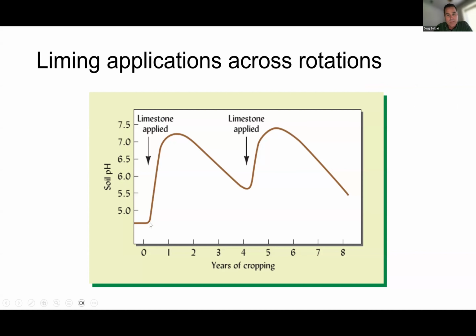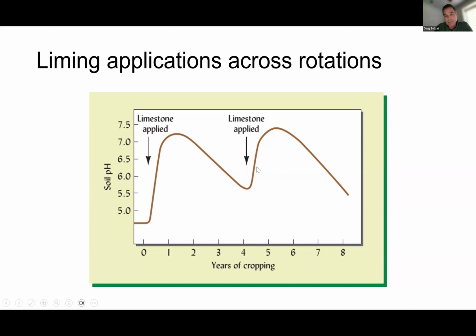So let's say we have a pH of about 4.5. We apply some limestone, and it increases, but relatively slowly, over like a year and a half period. It starts to peak maybe after a year, and then it'll slowly start to decrease until we maybe get to the point where we're starting to see some negative impacts on our crop growth. And we'll make that application again just at year 4, maybe in the spring of year 4.